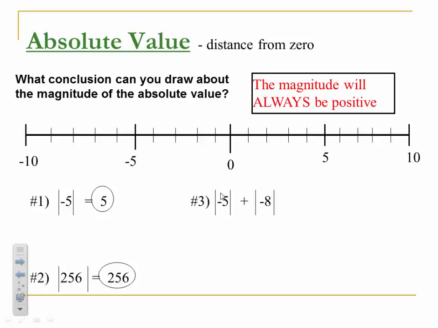I see that there's absolute value markers around the -5, so I'm going to say that that's 5 places from 0. Absolute value markers around the -8, I'm going to say that's 8 places from 0. If we don't know 5 plus 8, we better go back to first grade. 5 plus 8 is 13. So if I add these absolute values, I get 13.